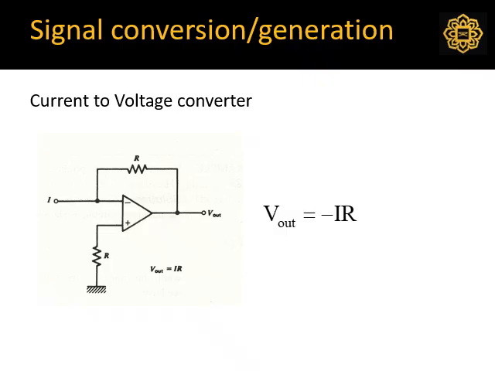Okay. Now, sometimes we want to convert current to voltage. As you can see, you have a current source, with current going in. V out equals IR because the same current flows through the resistor. So you will have V out equals IR.